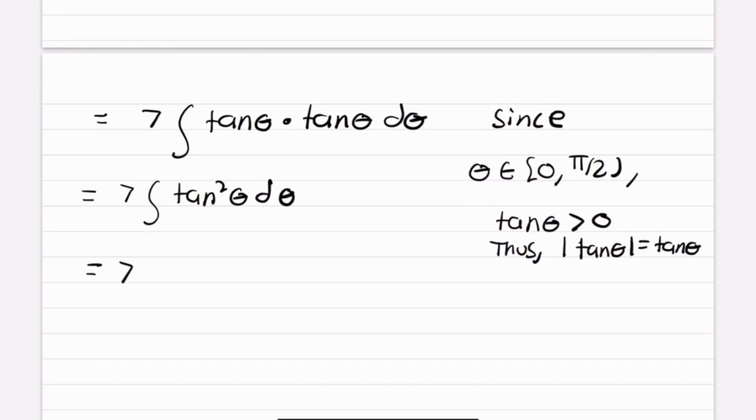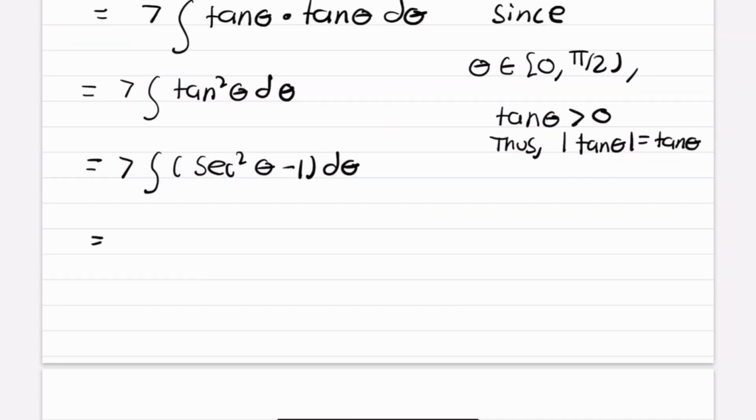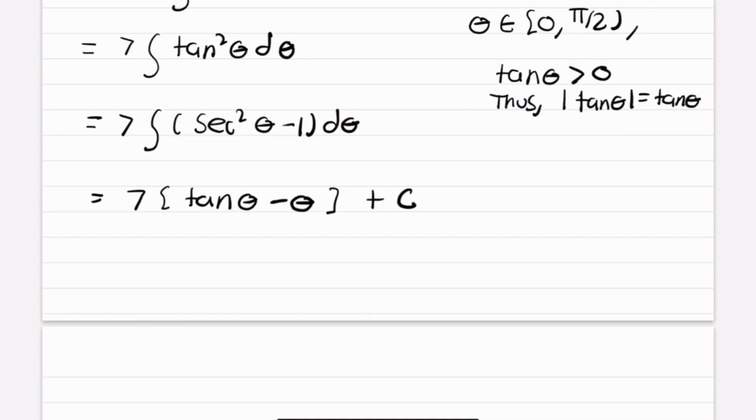which is equal to 7 times the integral of secant squared theta minus 1 d theta, which is equal to 7 times tan theta minus theta plus c. So now we need to sub back in the value of tan theta and theta so that our answer will be written in terms of x.